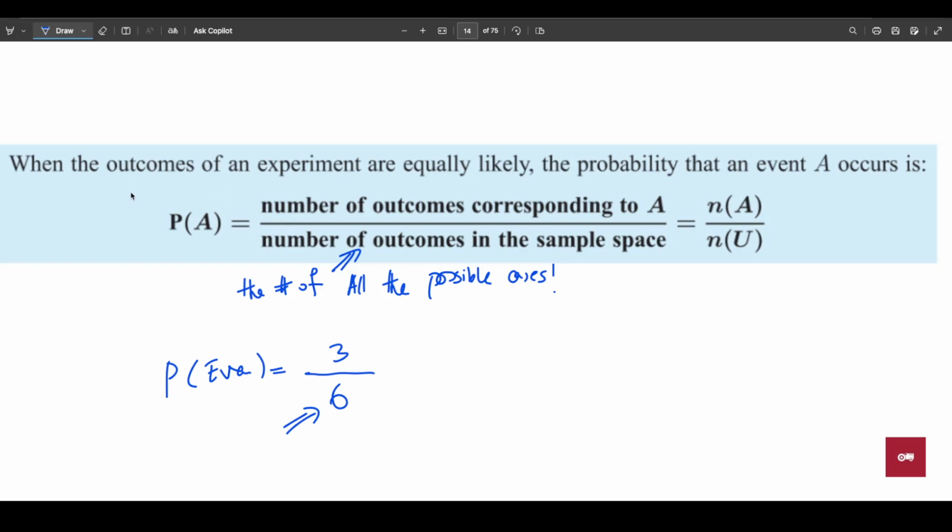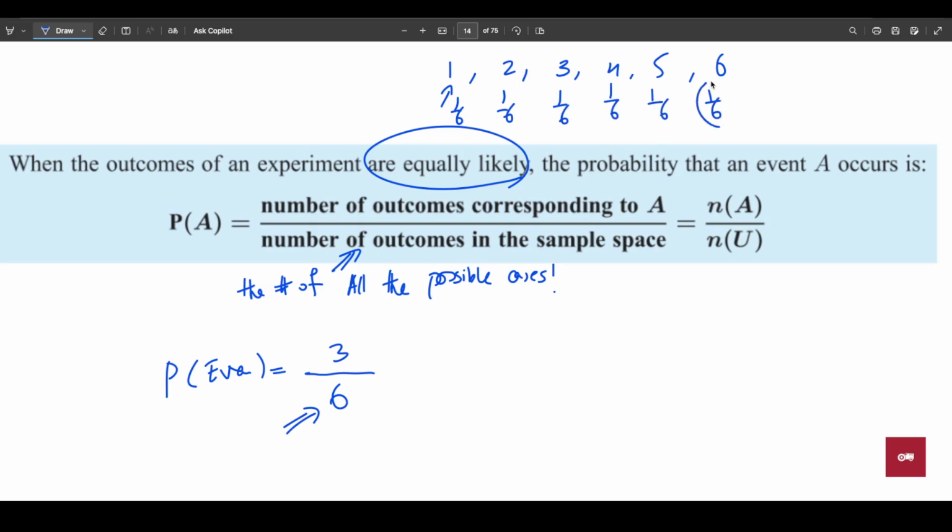Remember, the condition for using this formula is that the outcomes of an experiment are equally likely. What does it mean? The probability of having 1 or 2 or 3 or 4 or 5 or 6 are equal to each other. They are all 1 over 6. In this case, you can use this formula for other events as well. If these probabilities are not the same, you cannot use this formula. So it has to be a fair die, or a fair coin.